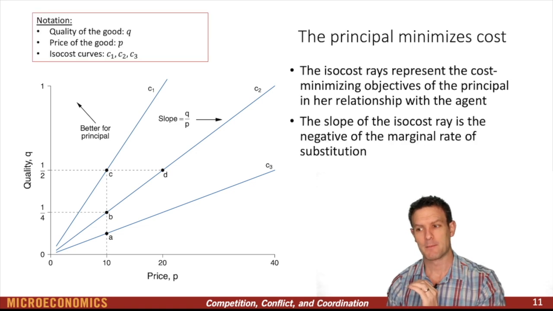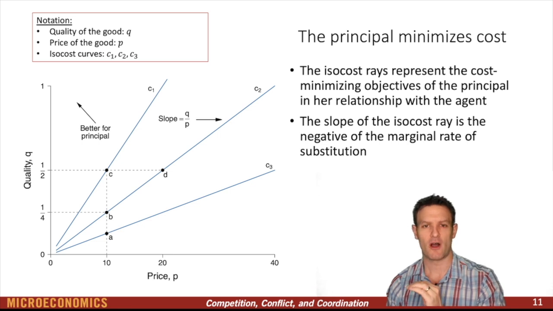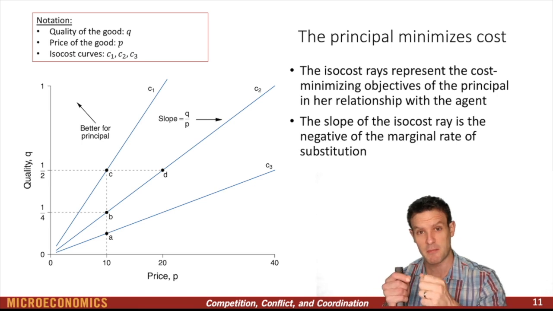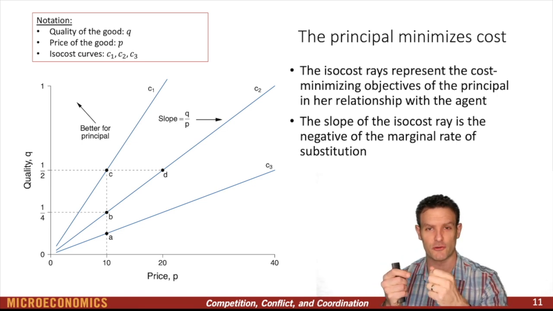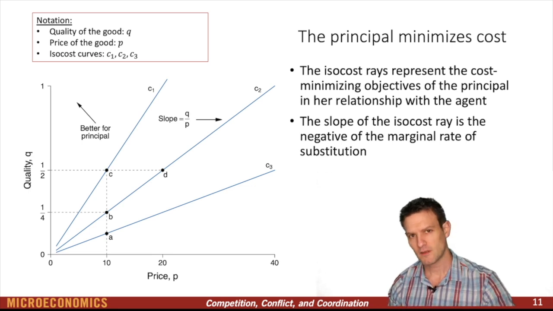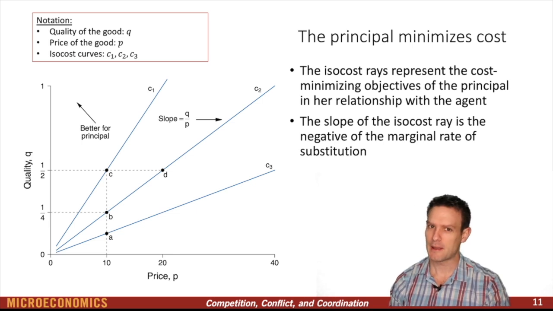Now, the slope of the isocost curve is the negative of the marginal rate of substitution for her. The marginal rate of substitution for her, right, is this trade-off that she's making between the quality that she receives for the given price, all right, from that slope Q over P. Okay, so thinking about that, what are we going to be able to do?